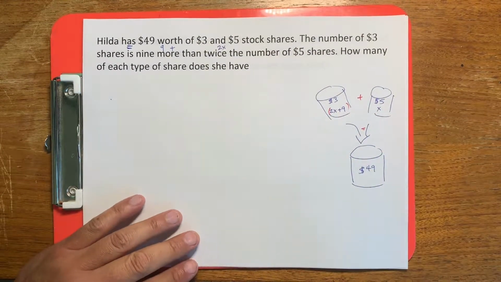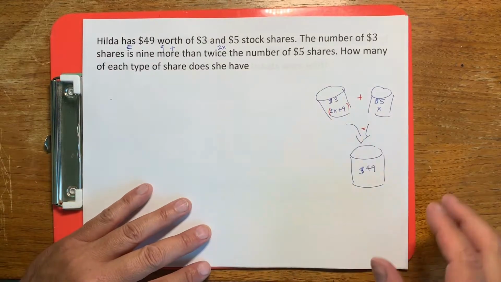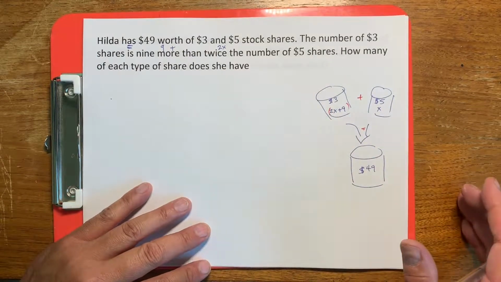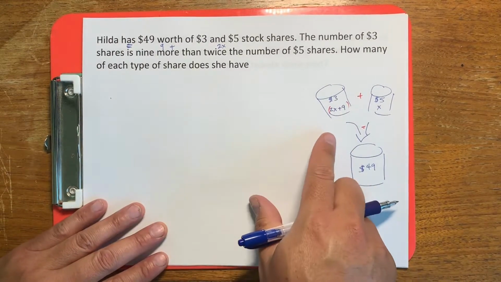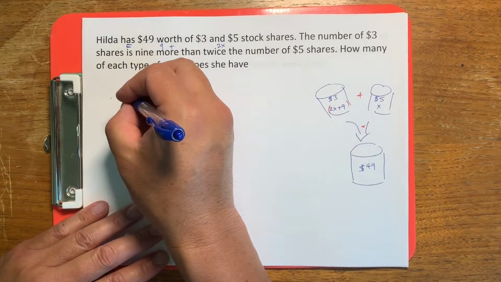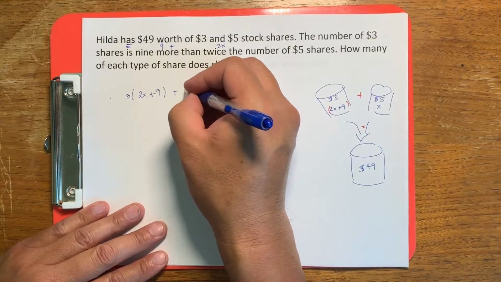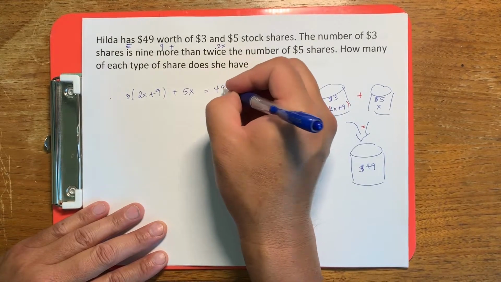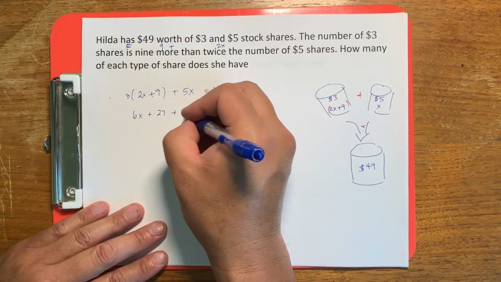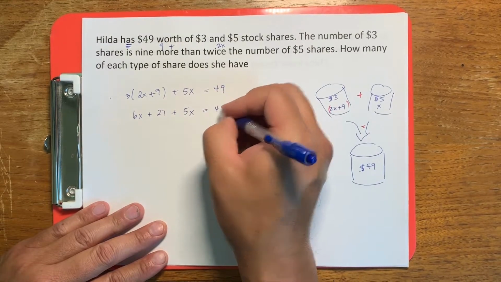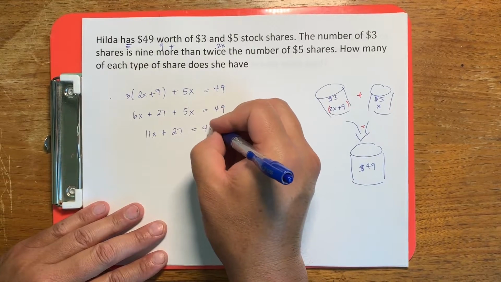Now, after this problem, we have a few more problems that change different components of the mixture problem. So they'll be slightly different than what we've been doing. But let's finish this one up, and we have 3 times 2x plus 9 plus 5x is equal to 49. We get 6x plus 27 plus 5x is equal to 49. That's 11x plus 27 is equal to 49.